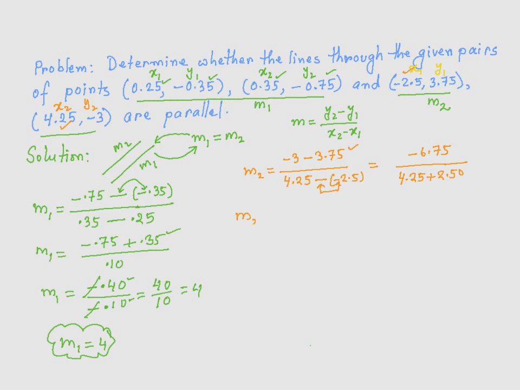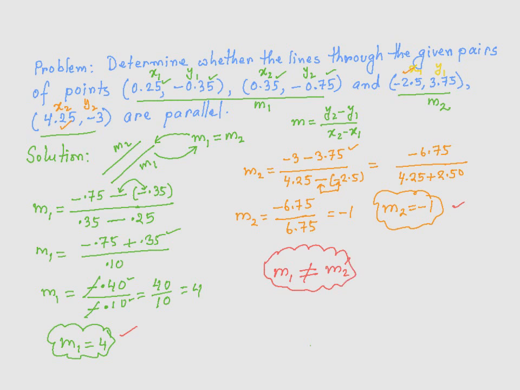If I simplify it further, my m2 is going to be negative 6.75 over 6.75, which is negative 1. Therefore, my m2 is equal to negative 1. Now we look at m1 and m2, and we notice that m1 and m2 are not equal. Therefore, the lines under consideration through these pairs of points are not parallel. They are not parallel to each other.